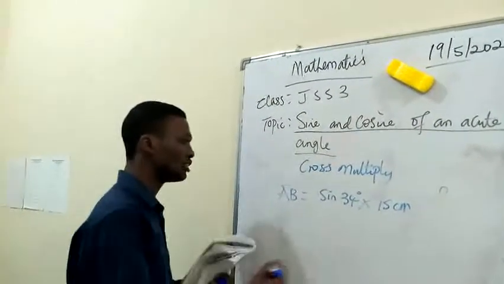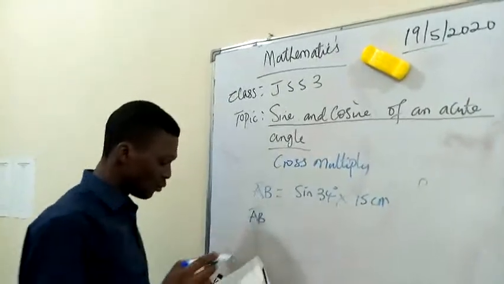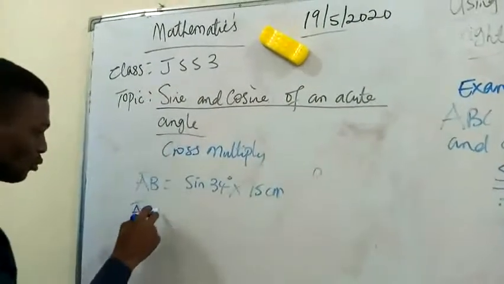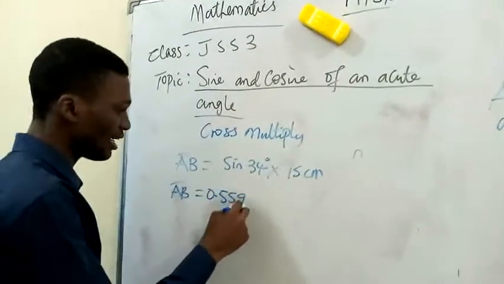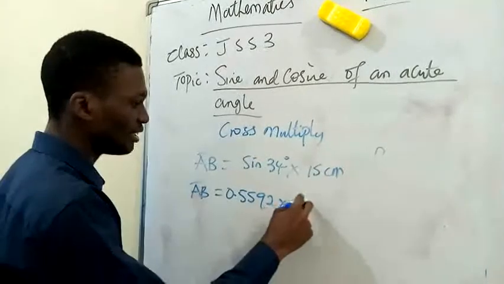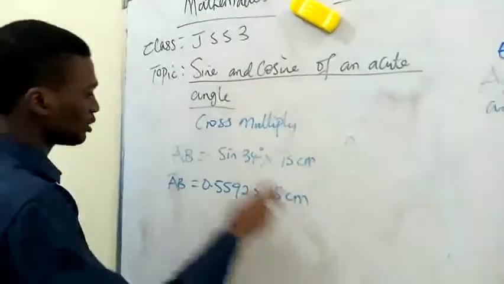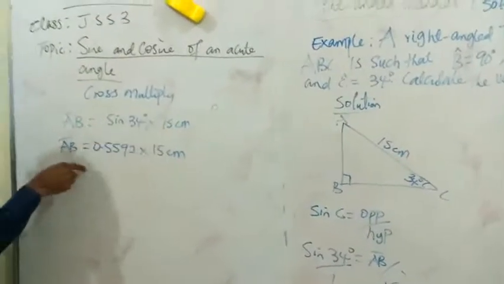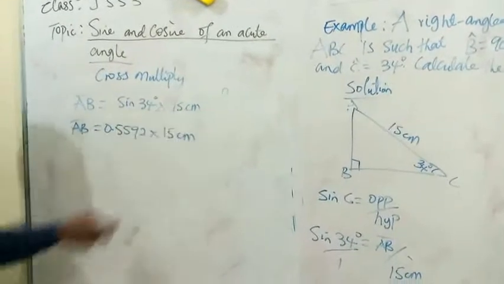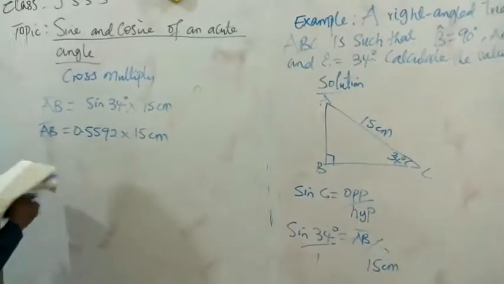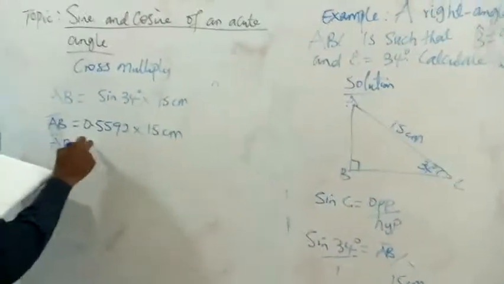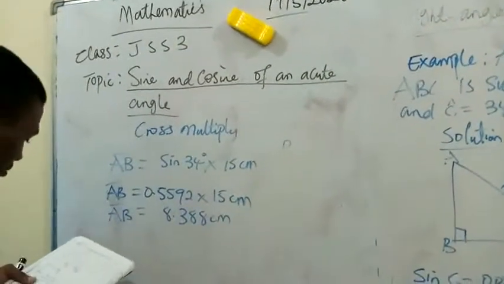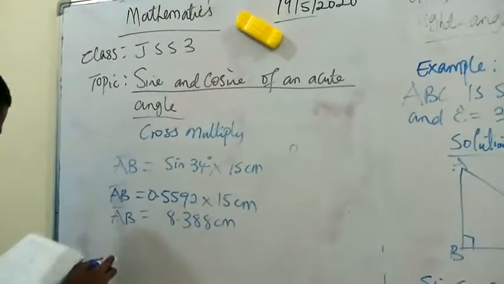But if you use it to check sine 34 degrees, we would have sine 34 degrees to be 0.5592. 0.5592 times 15 cm. From here we cross multiply. We have line AB equal to sine 34 degrees times 15 cm, and our sine 34 degrees gives us 0.5592. We still multiply by 15 cm. If that is multiplied, we have our line AB to be 8.388 cm. You can approximate to 2 decimal places.